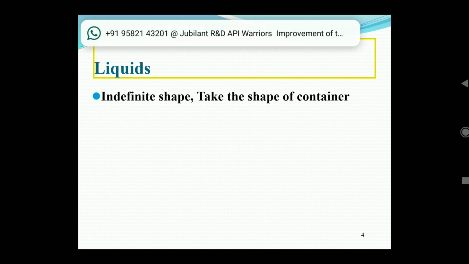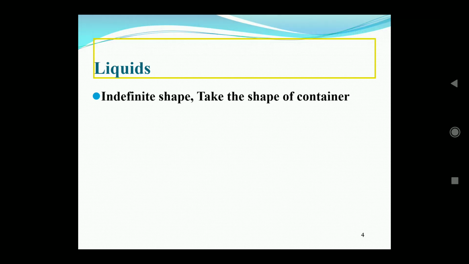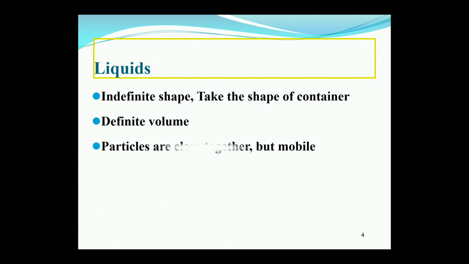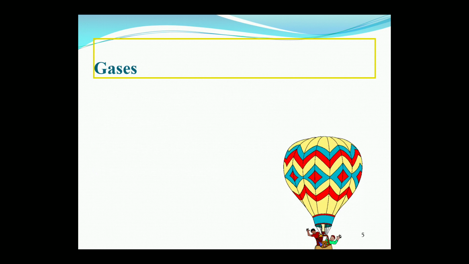Now talking about the next one, that is liquids. Liquids have indefinite shapes. In whatever container you transfer the liquid, it takes that particular shape. So liquid does not have any definite shape, but it has a definite volume, and particles are close together but mobile, because a liquid has mobility, it can flow. And the next point is that particles can move slowly in a liquid.